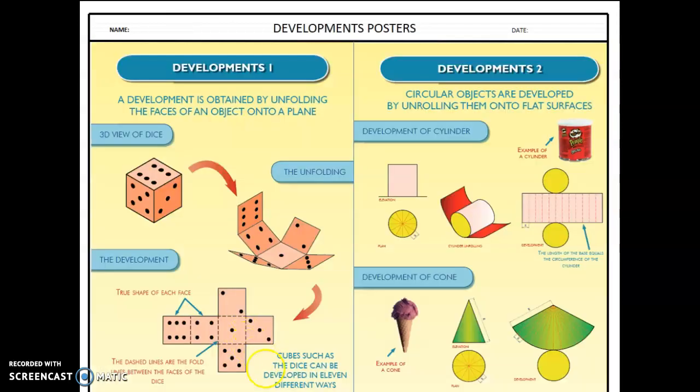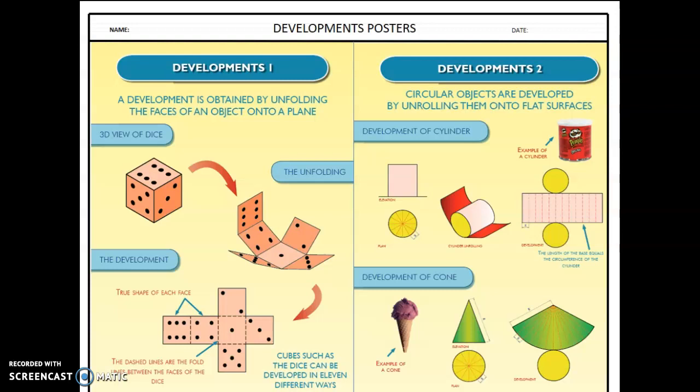A dice can be developed in 11 different ways. There are 11 different variations of that, and that's often there on IQ tests. They show you a developed object of a dice and ask which one actually works. Anyway, we'll move on a little bit.